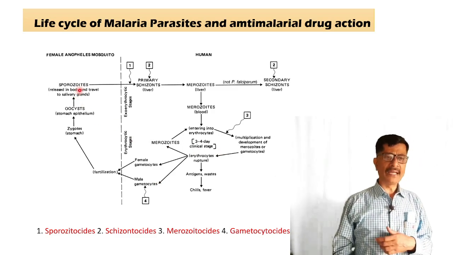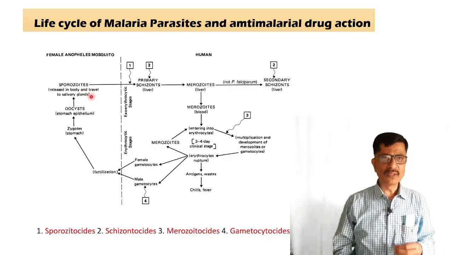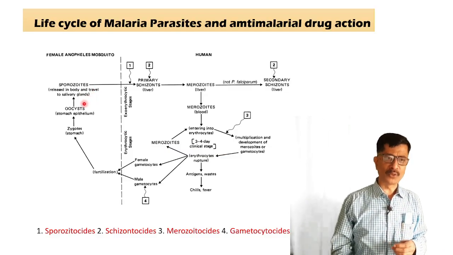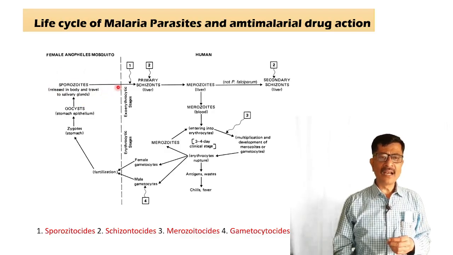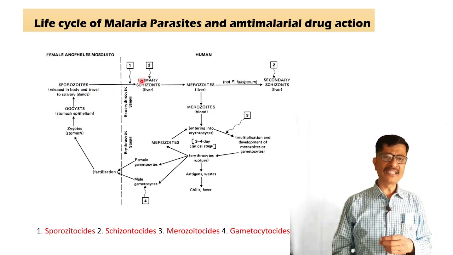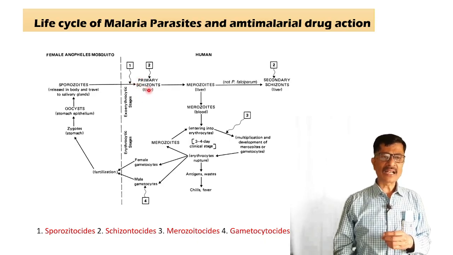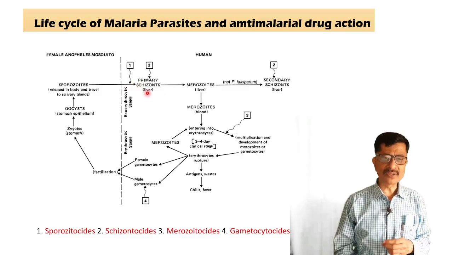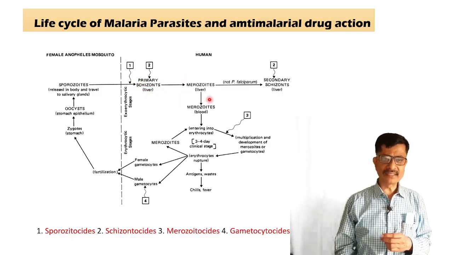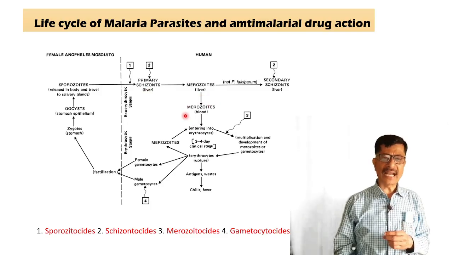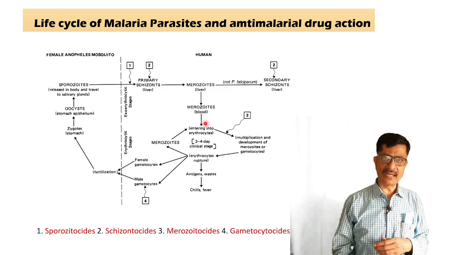The sporozoites in the salivary glands of the female Anopheles mosquito are released into the human blood during its bite, and they are converted into primary schizonts in the liver. Then they form merozoites. These merozoites enter the blood. These are merozoites in the blood.